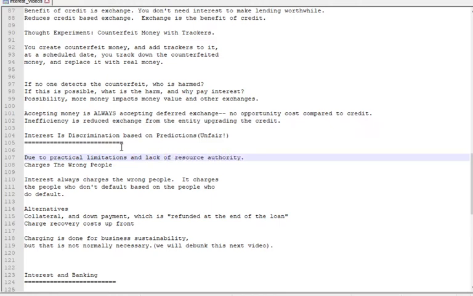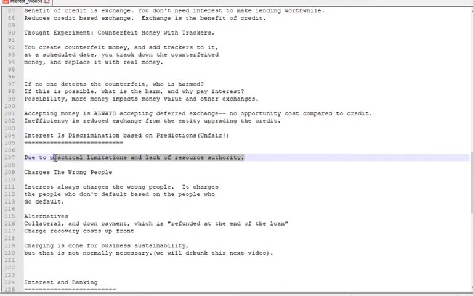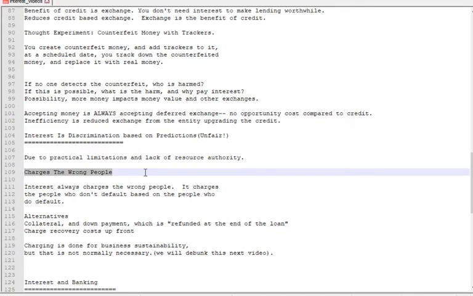Now, there are a couple of ways you could remedy this, but let me just summarize that first. When you're charging interest based on risk, you're always charging the wrong people. You're always charging the people who don't default on the loan, based on the number of people you expect to default.